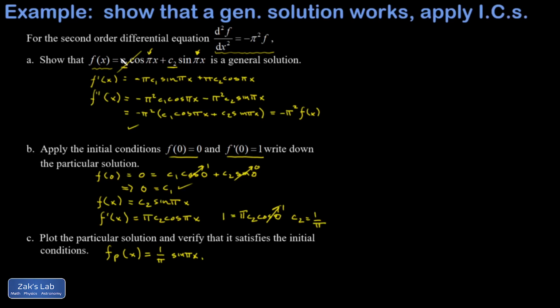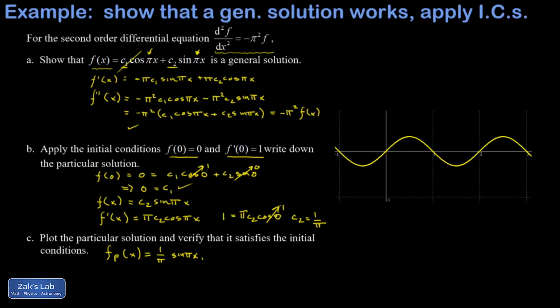In part C, we're asked to take a look at this and verify that it satisfies the initial conditions. So let's take a look at it. Okay, there's our particular solution. And I can see that it definitely satisfies the initial condition f of 0 equals 0 because it's passing through the origin. But how do we verify that it satisfies f prime of 0 equals 1? What I did was I just popped a tangent line into this at x equals 0. And I plotted y equals x to see if it was plausible that that was the tangent line.